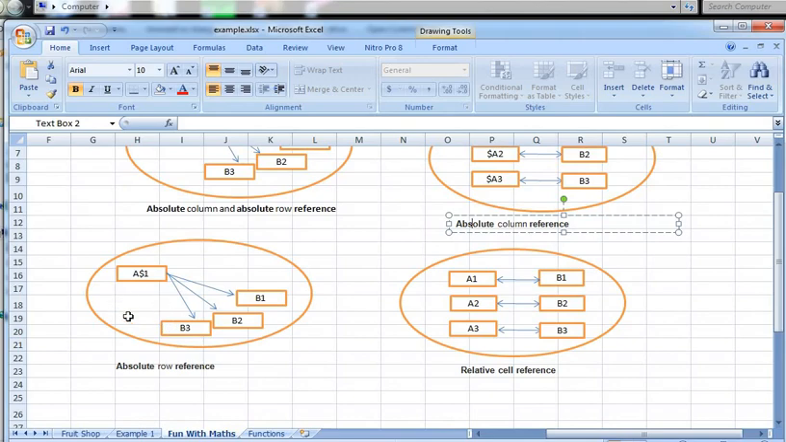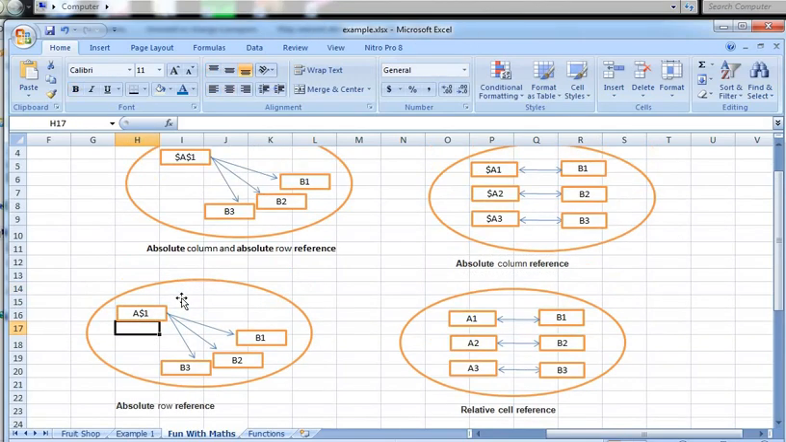Next picture, it's absolute row reference. That means the dollar sign is before the row number 1. So how does it add? A1 with B1, A1 with B2, A1 with B3. So here it's A1, A2, A3, but here it's only A1, as it's almost like the absolute cell reference, B1.